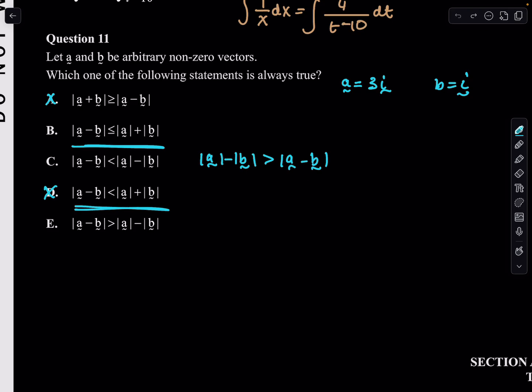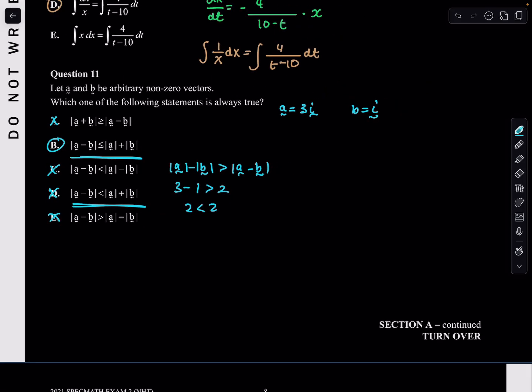If I put them in the statement, it won't make sense. If I find them separately, the magnitude of A is 3 minus the magnitude of B, which is just 1. Is that greater than the magnitude of A minus B? If you minus them, it's just going to be 2i, which if you find the overall magnitude is 2. So 2 greater than 2. Rubbish. Absolute rubbish. And even the same case here: it's the same equation, but this one's saying it's greater, and it doesn't even have an equal sign. So it would be 2 less than 2. Rubbish. Only B holds true. That's how I would approach it: I would put some values in, think about it, break them down.